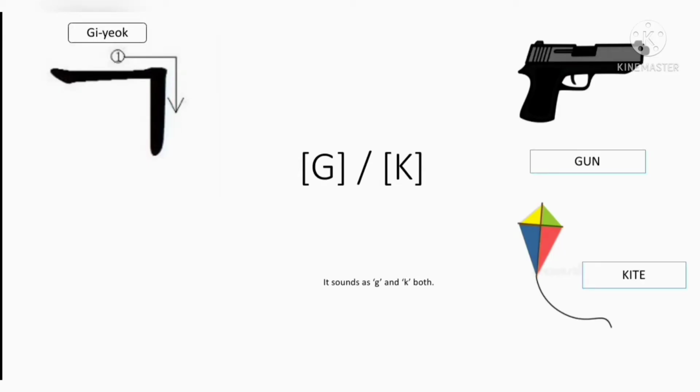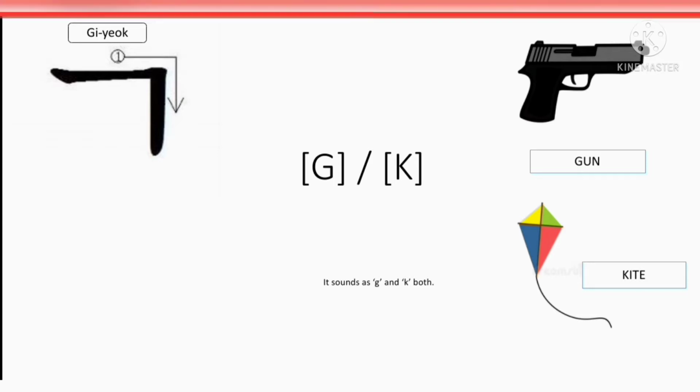So, let's begin with today's lesson, consonants. These are Hangul consonants. The first one, Giyeok, stands for both G and K. It depends upon the word whether to pronounce G or K. Here are examples like gun or kite. Although they are just examples from the English language, in Korean it's different. Korean is very different from English.